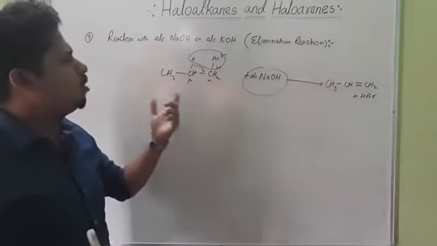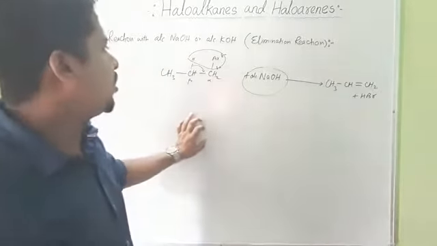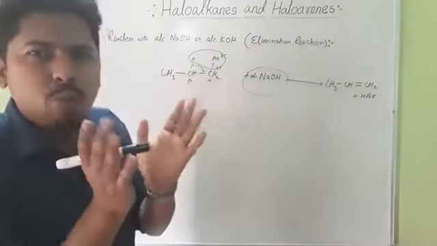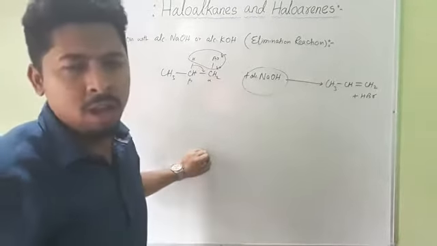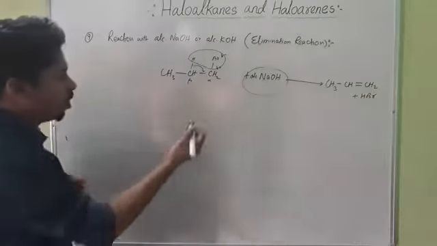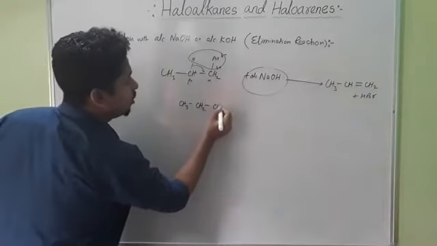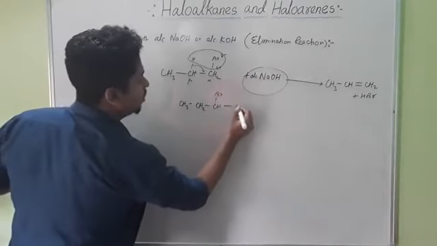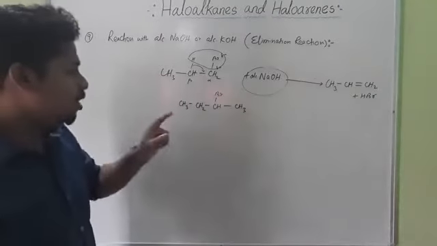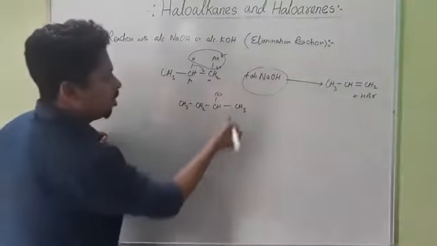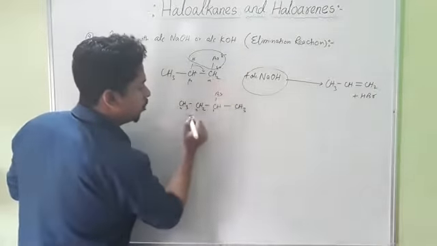Now here you see, in this reaction we are getting only one product, because there is only one way for this dehydrohalogenation. But if we take some other types of haloalkane, suppose we use CH3-CH2-CH(Br)-CH3. What is the name of this molecule? The name of this molecule is 2-bromobutane. Here we have carbon number 1, 2, 3, 4. So 2-bromobutane.